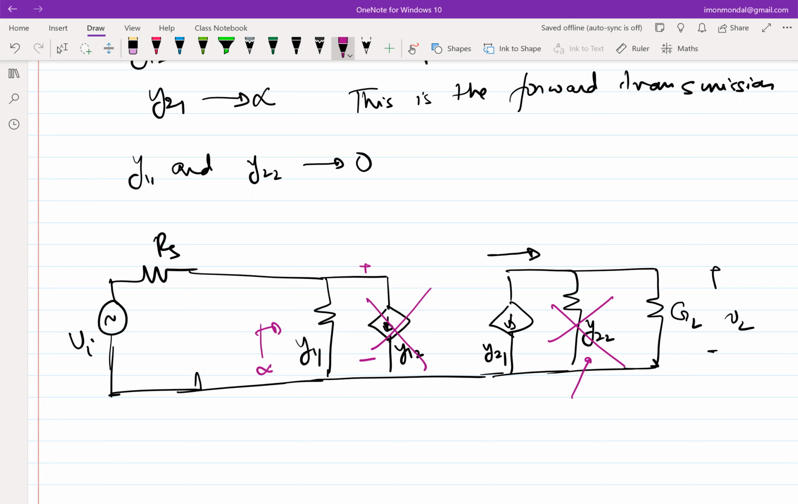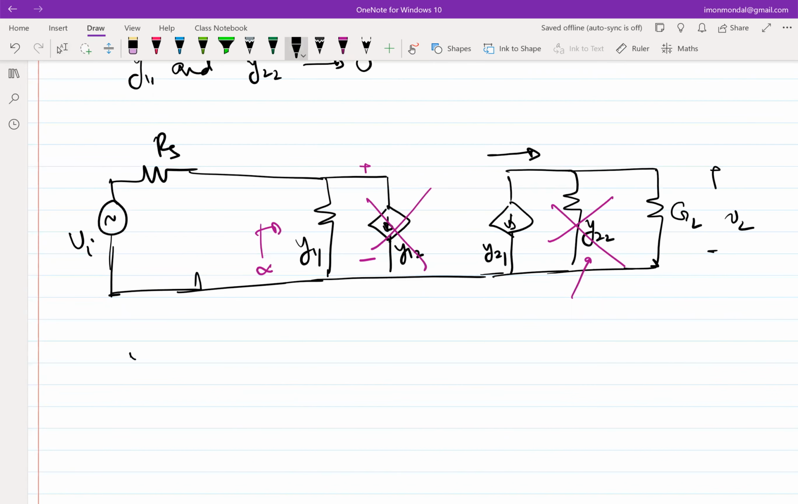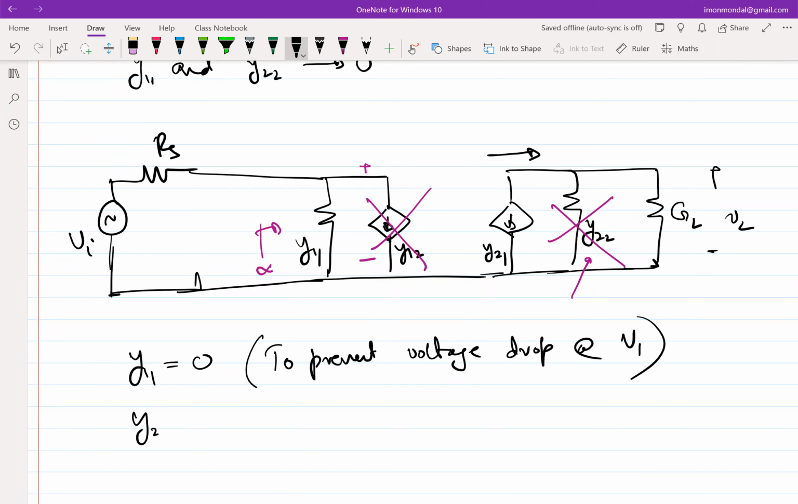So in other words, Y11 should be 0 to prevent voltage drop at V1, and Y22 should be 0 to prevent current division at output. Okay. Does that make sense?